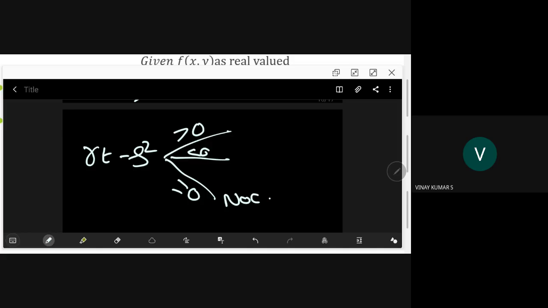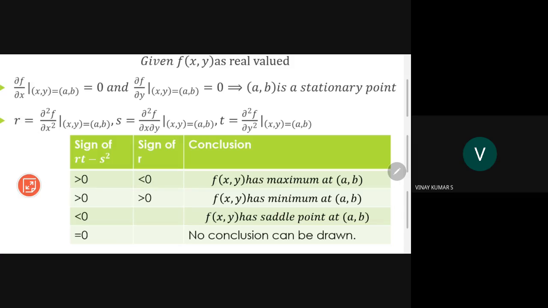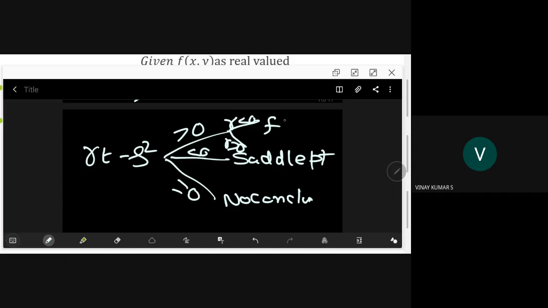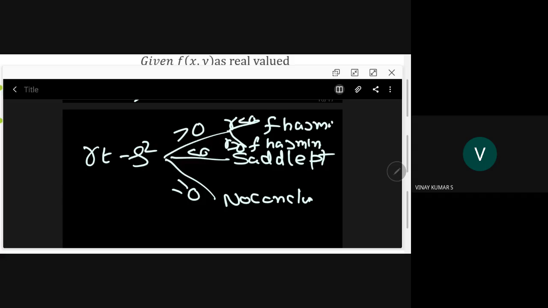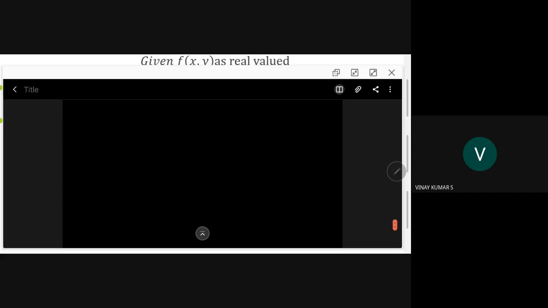If it is less than 0, it is a saddle point. Straight away say saddle point. And if it is greater than 0, you have two choices, whether r is less than 0 or greater than 0. If r is less than 0, f has a maximum. In the other case, f has a minimum. That's all. These are the cases. Now we'll go to solve some problems.